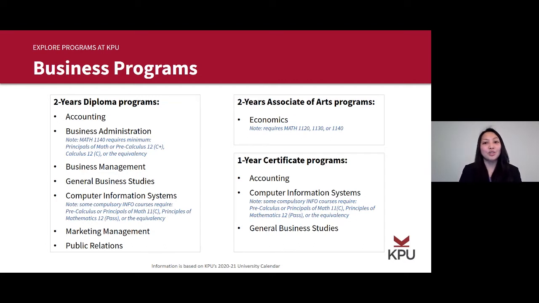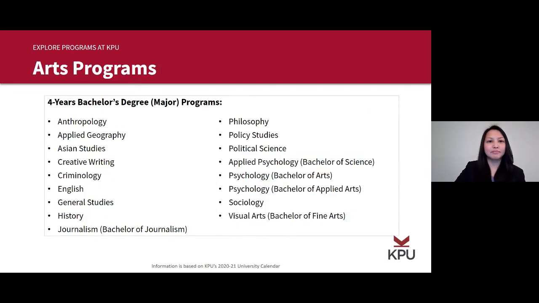For the 2-year Associate of Arts program, we have economics, which will require students to take a math course, whether that is 1120, 1130, or 1140. That means students will also need to have a math prerequisite requirement. In terms of a one-year certificate program, we have accounting, computer information systems, or general business studies if you're interested.